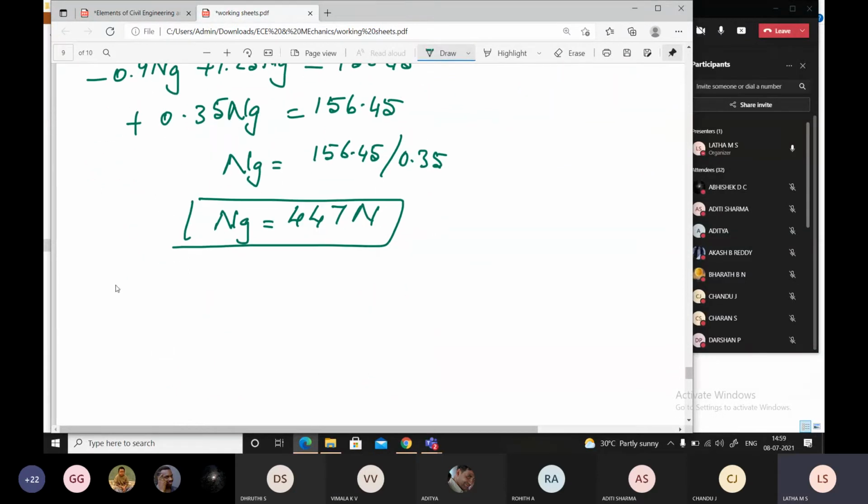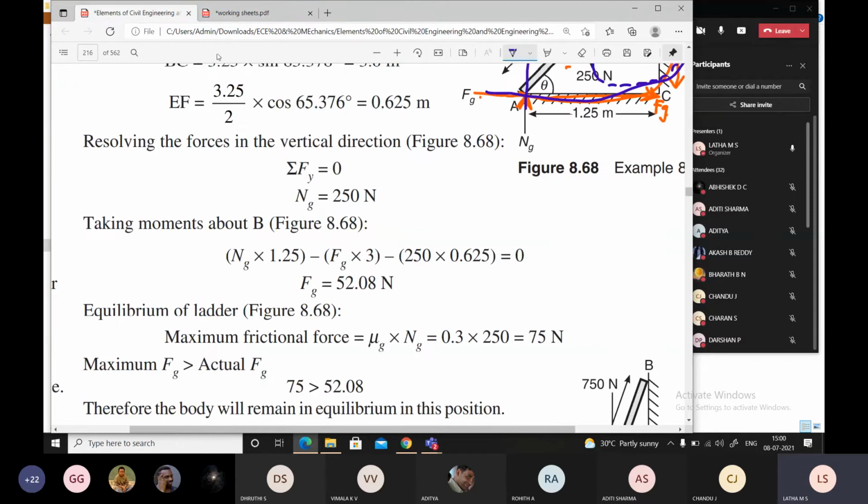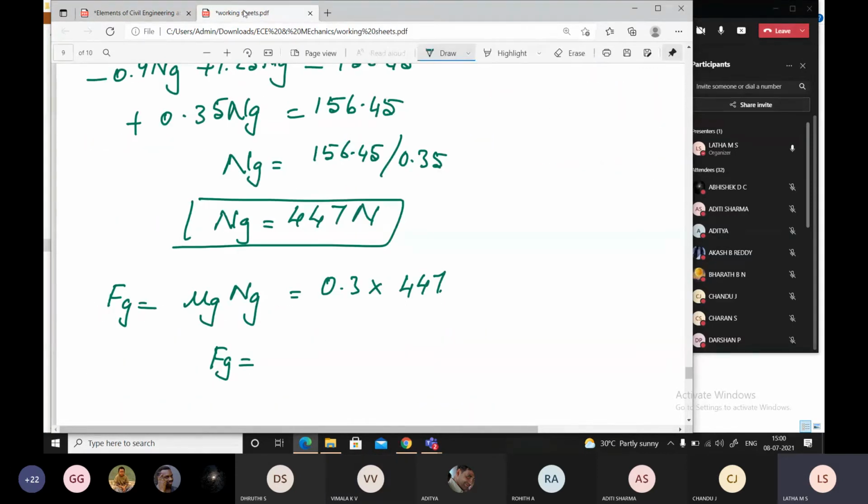Therefore, what is Fg? Fg is equal to mu g into Ng. What is mu g? Mu g is 0.3 into 447, which is equal to Fg. What is the value you get for this? Is it Newton or kilonewton? The given problem is in Newton, students? Yes, Newton only. What is Fg? 134.1 Newton.